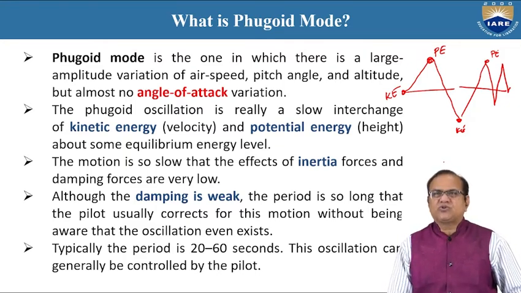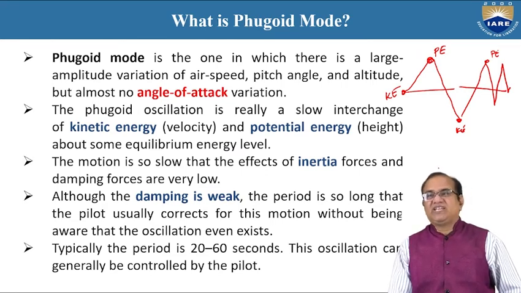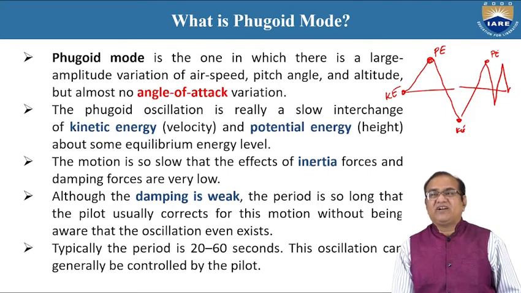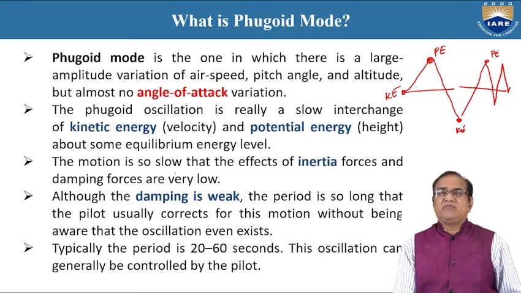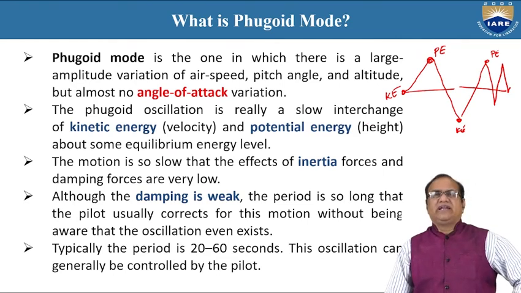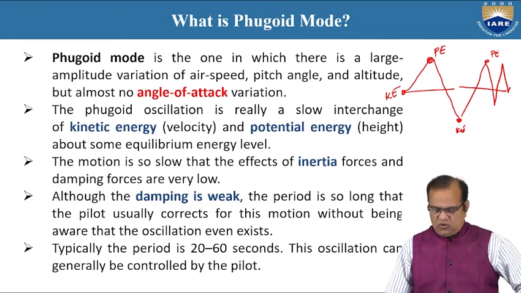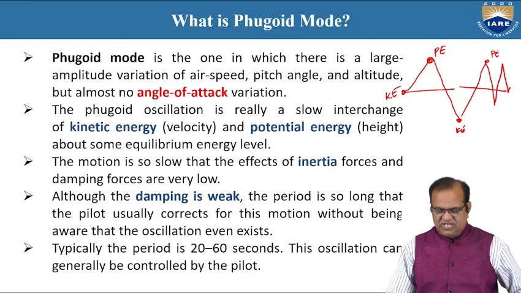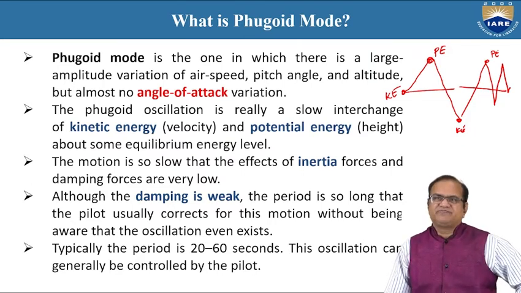The motion is so slow that the effect of inertia forces and damping forces is very low. Here the inertia forces and the damping forces are very low, although the damping is weak. The period is so long that the pilot usually corrects for this motion without being aware that the oscillation even exists. So, in this, it is very slow.